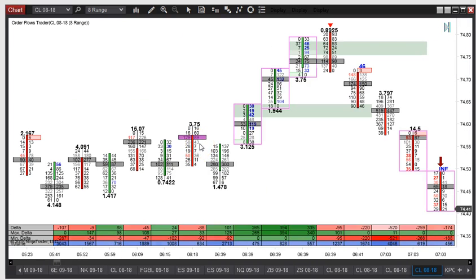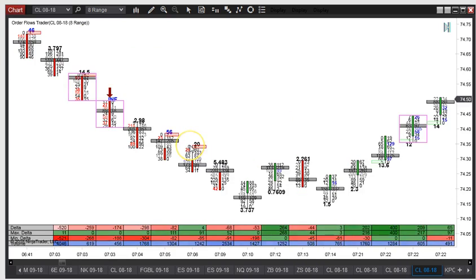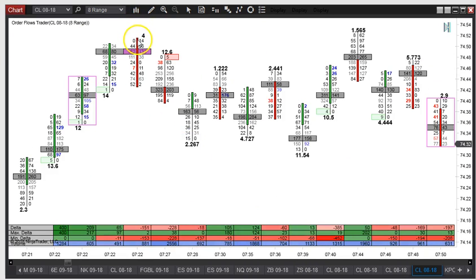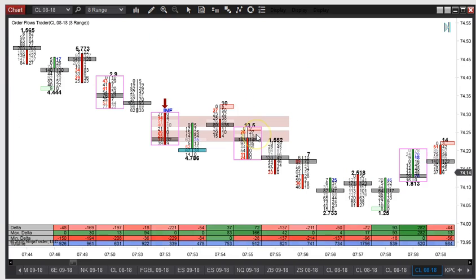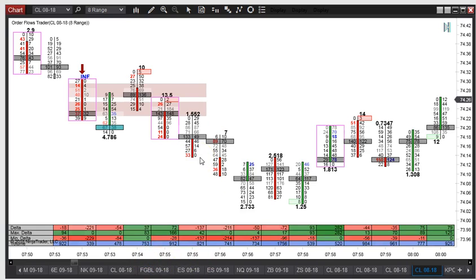Again, this one fails. There's no other way to say it. Here you got a prominent point of control, no divergence. Market comes off a little bit. Get down in here, 753. I know at this time the market's moving pretty fast. I can see it's an 8 range chart. Get 753. I've already got 3 bars forming.